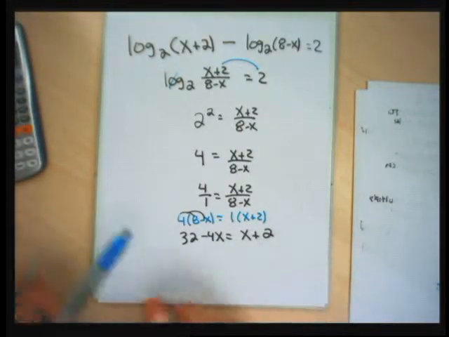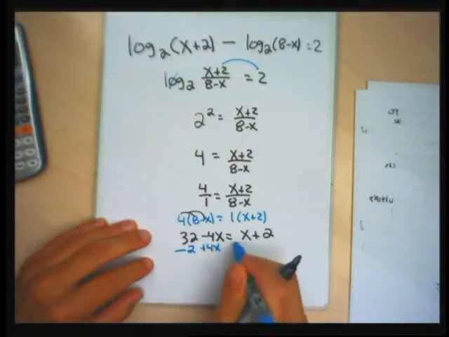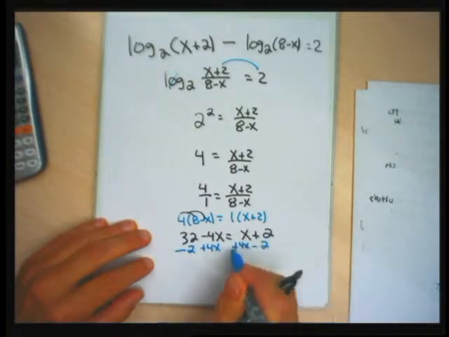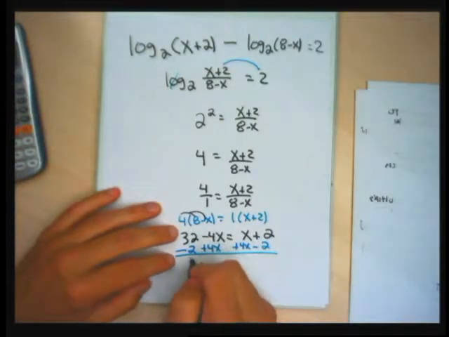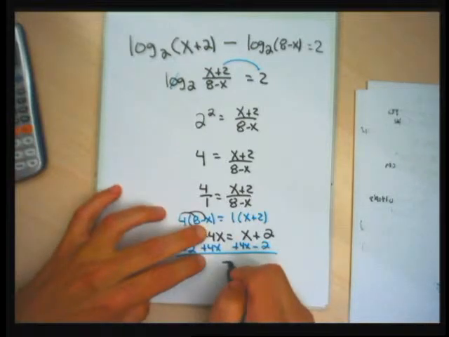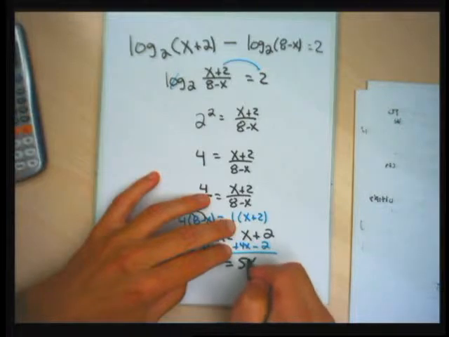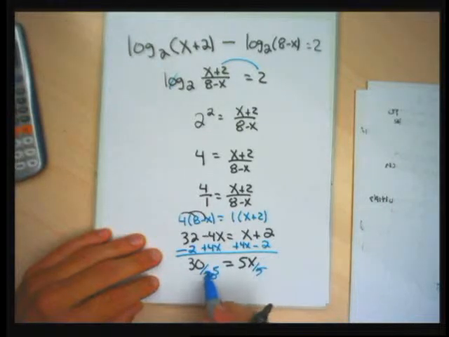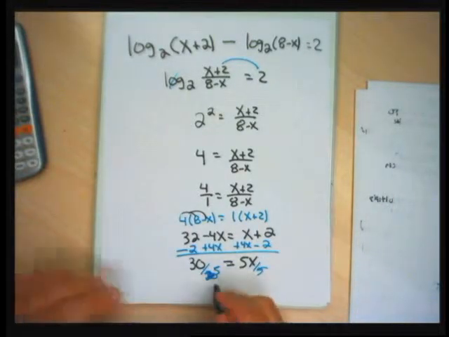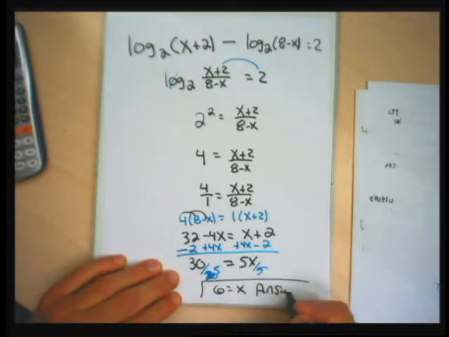I like my x's to be positive. I'm going to minus 2 and add 4x to both sides. On the left side, 32 minus 2 is 30. The 4x's cancel. On the right side, x is 1x plus 4x is 5x, and the 2's cancel. Divide by 5, divide by 5, and 30 divided by 5 is 6. I think the answer is 6.